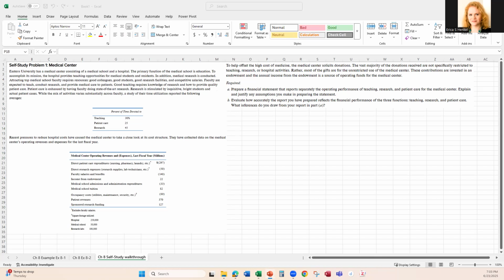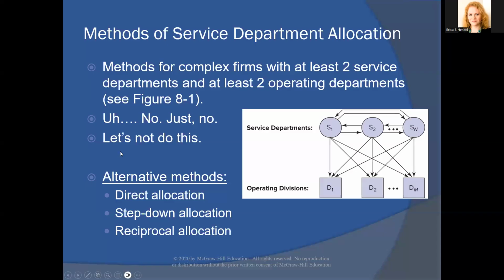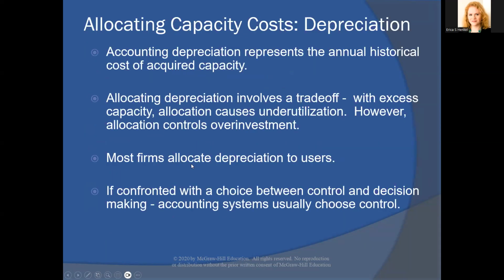Oops, hold on a second here. There we go. All right, so under the direct method, let me go back here.